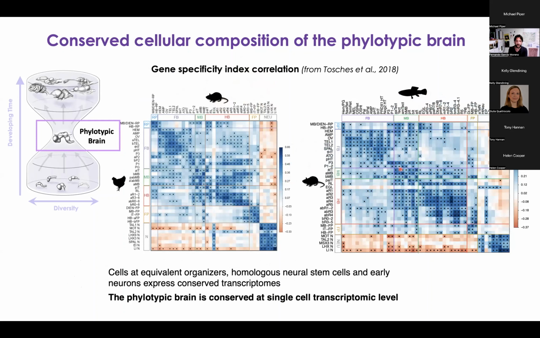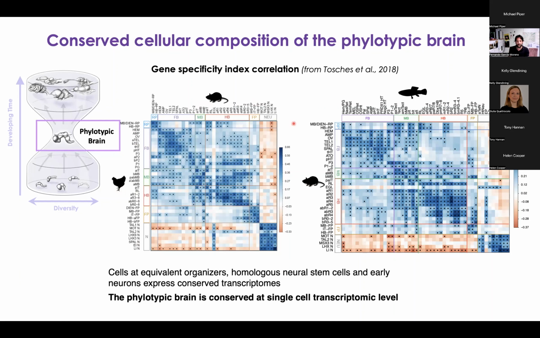This one is called the Gene Specificity Index Correlation, and in this case we compare the whole transcriptome or only the transcription factors expressed in each of these clusters between two species. For instance, we have the chick data set here. These are all the clusters on different regions and cells that we identify, and we compare them to the data set of mouse. And in every case, what we see is that cells belonging to one type of cell, for instance, roof plate here in the chick, are most similar at transcriptomic level to the roof plate of the other species. This is a comparison that we've done chick to mouse, mouse to zebrafish to chick, etc.